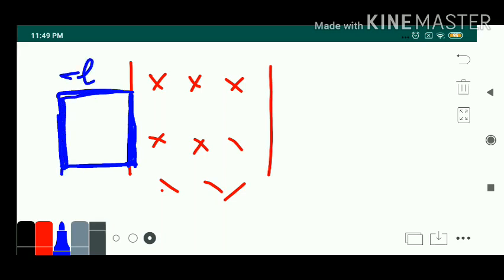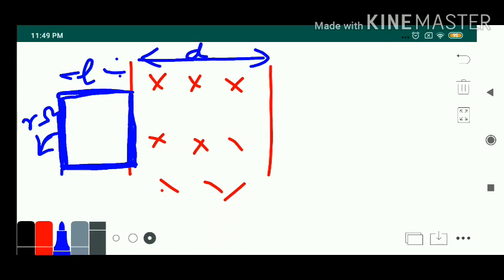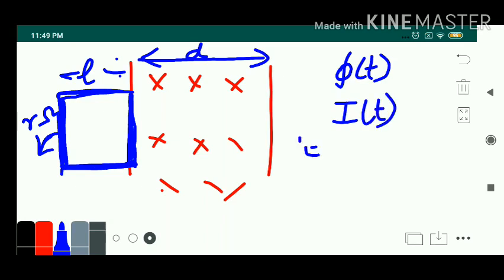The length of one side is L, which means all the sides will be of the same length, common sense. Now let's say this has a resistance R0. Let's say the entire length of the field is D. All the parameters are given, and this coil is just entering. I hope you understood the figure. The question is, draw the graph for flux as well as current with respect to time. At t equal to 0, the coil has just entered.